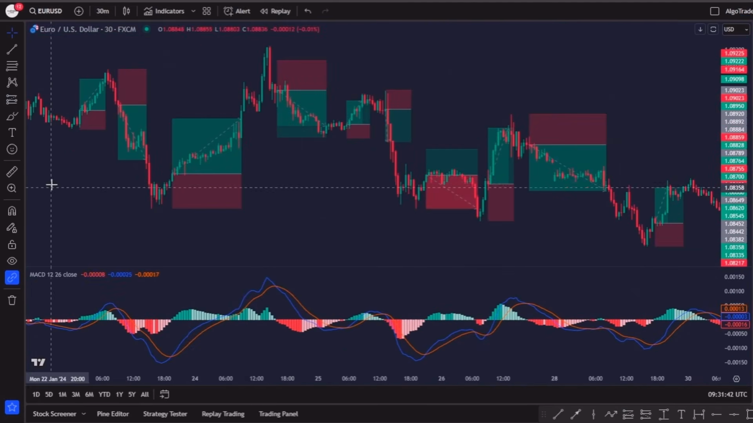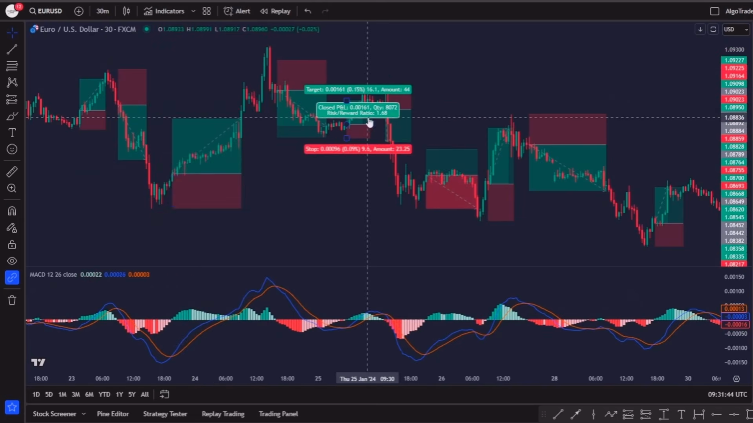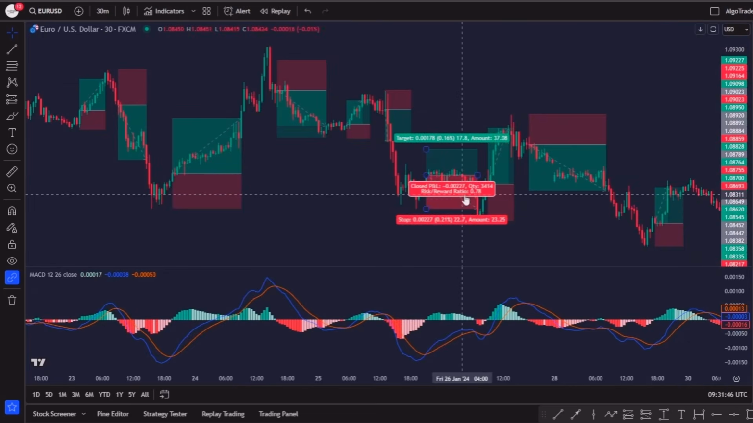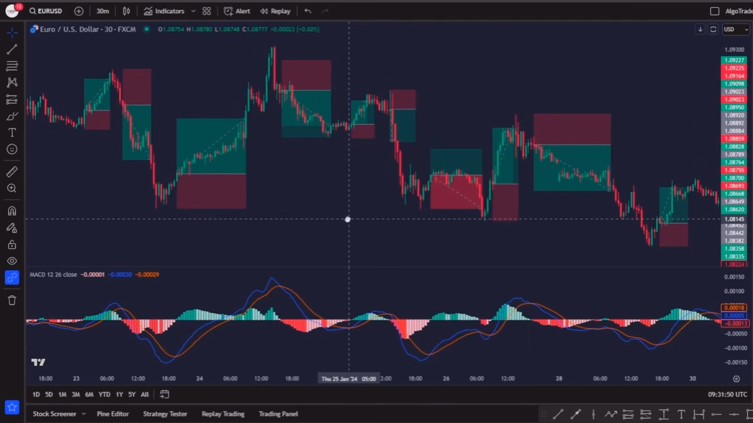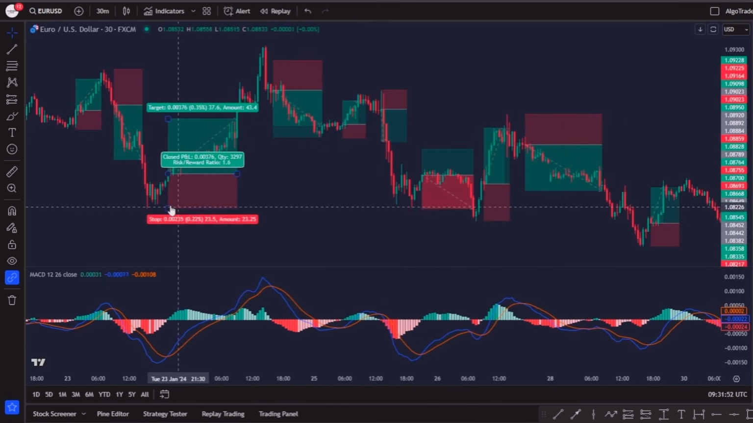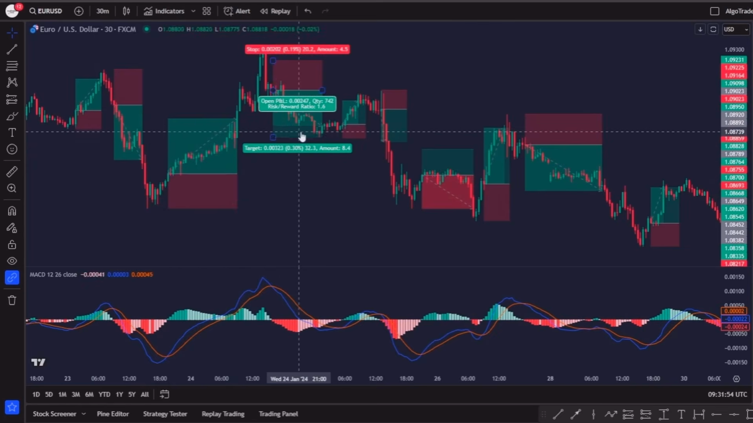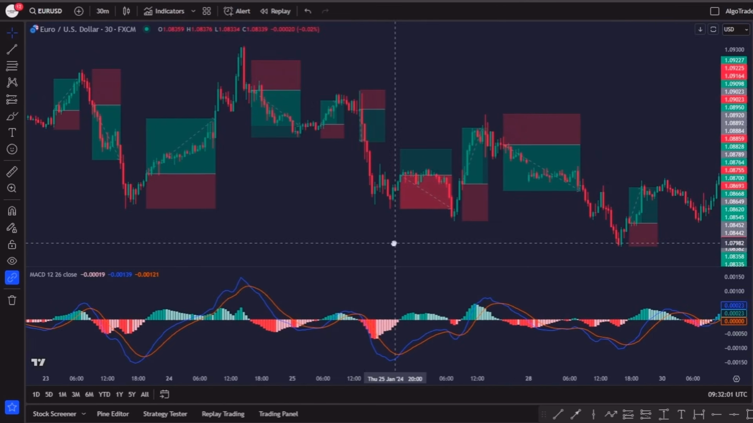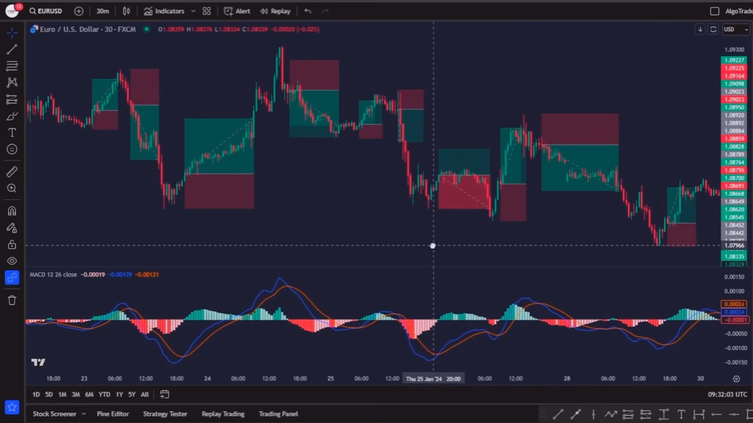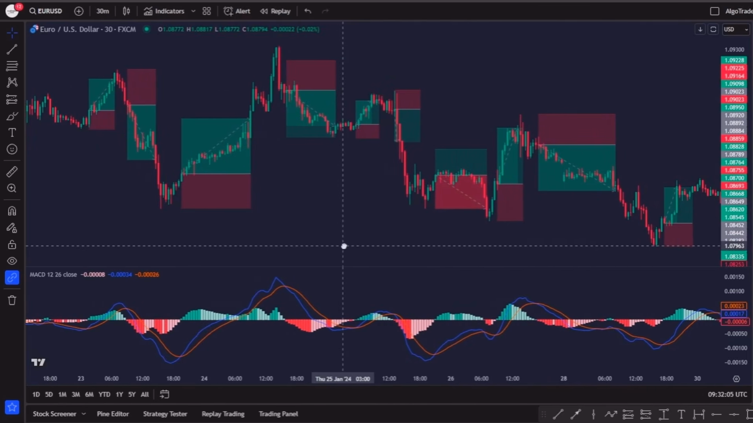As we can see, in this sample of 10 trades, we had 9 winners and only 1 losing trade, which gives us a 90% win rate. If we stopped here, we might think we found the ultimate trading strategy, but here's the catch: 10 trades means absolutely nothing. We could have got some luck and the trades happened in extremely good market conditions. So let's test this further.